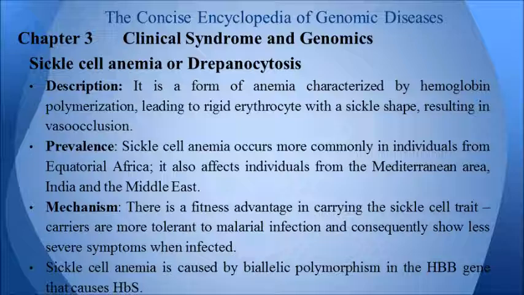The sickle cell trait originated around 2,000 years ago. It is caused by biallelic polymorphism in the HBB gene that causes HbS. There are other less common forms of sickle cell anemia, which include sickle hemoglobin C disease, sickle beta-0 thalassemia, and sickle beta-plus thalassemia. There are different geographical origins of the sickle cell gene alteration. These variants are known as Benin, Bantu, Cameroon, Saudi Asian, and Senegal.